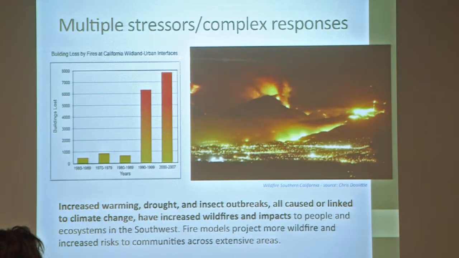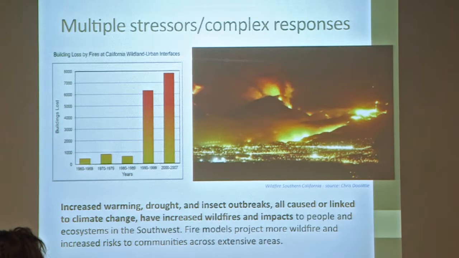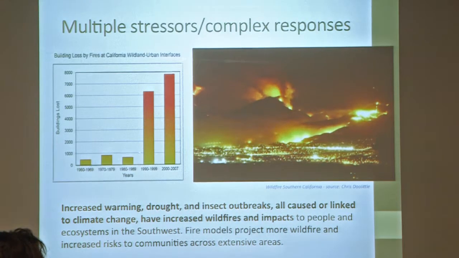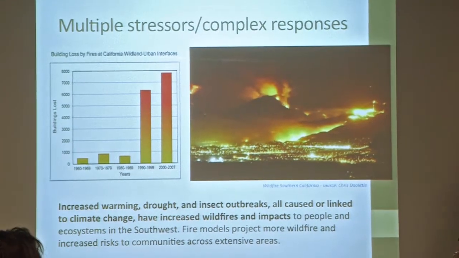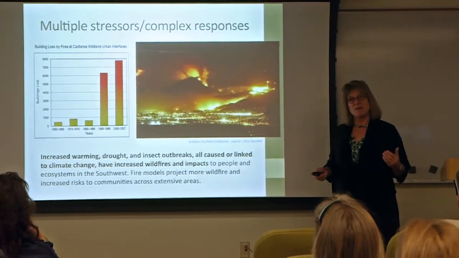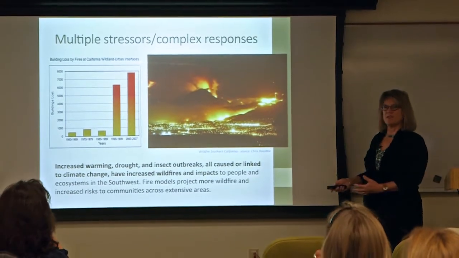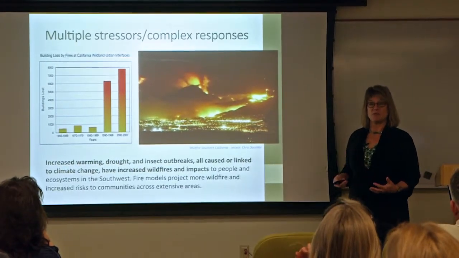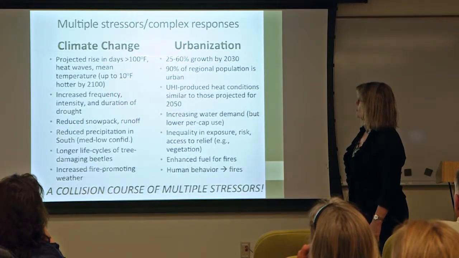So this is an example of how building loss by fires at the California wildland urban interface has increased. This is the decade of the 90s. This is the decade of the 2000s compared to previously. I'm just saying that this is something we need to be aware of, and it may be caused by people's behavior, may be caused partially by changes from climate, it may be management practices. But they're complex interactions that we need to think about.